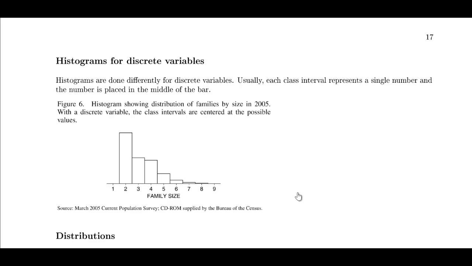Now, almost more as a side note, we could talk about histograms for discrete variables. Histograms for discrete variables are sometimes done differently, so usually each class interval just represents a single number and the number is placed in the middle of the bar. So this is a histogram showing the distribution of families by size. So not a big deal, this isn't something you really would have to worry about, but just so you've seen it. Notice our histograms again look slightly different. We just graph the bar from 1.5 to 2.5. Even though you don't have a family with 1.5 people, this is how we graph it.